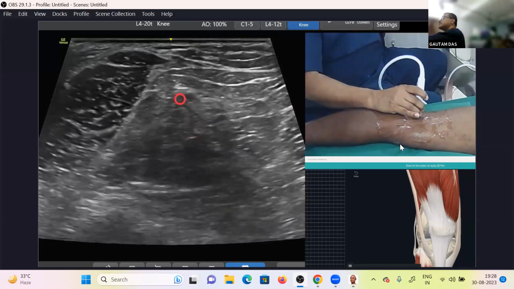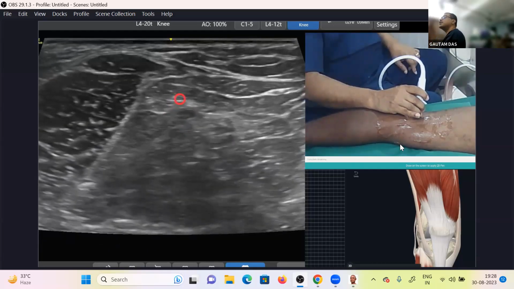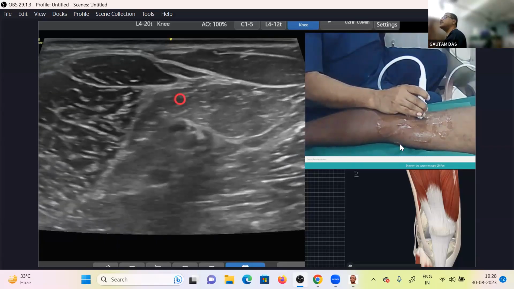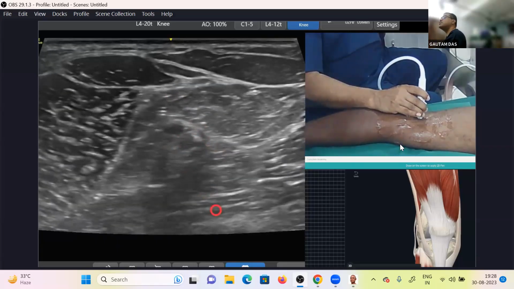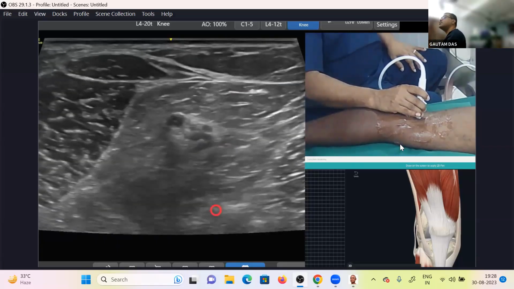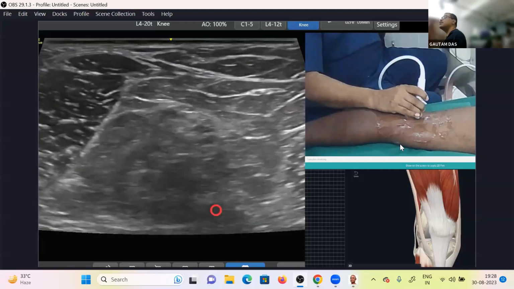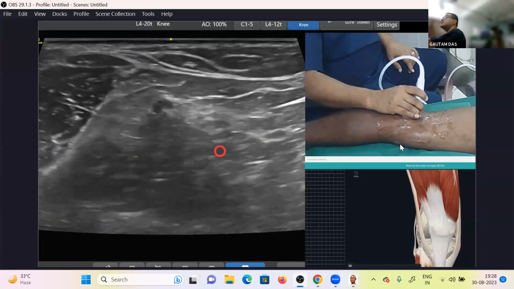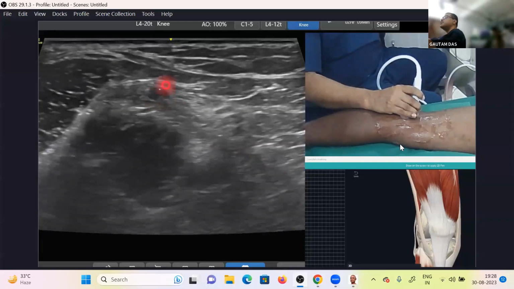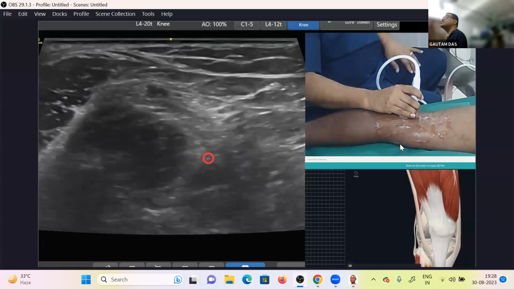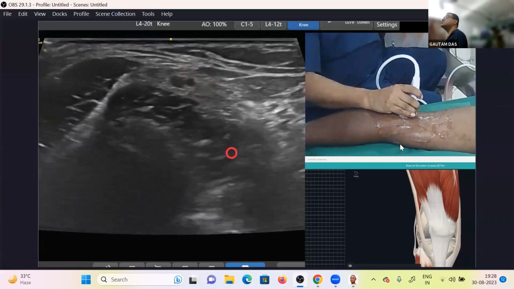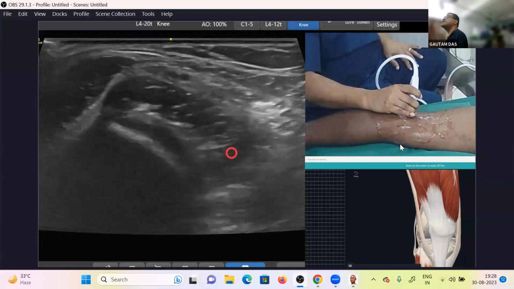Let me decrease the depth so that you can appreciate it nicely. Okay, so initially it was one, and now when I'm coming down, it becomes 2. 1 and 2. And now the lateral sural cutaneous nerve is originating here. This is your common peroneal, this is the lateral sural cutaneous. See, it is coming here, this one, and this is your lateral sural cutaneous nerve.